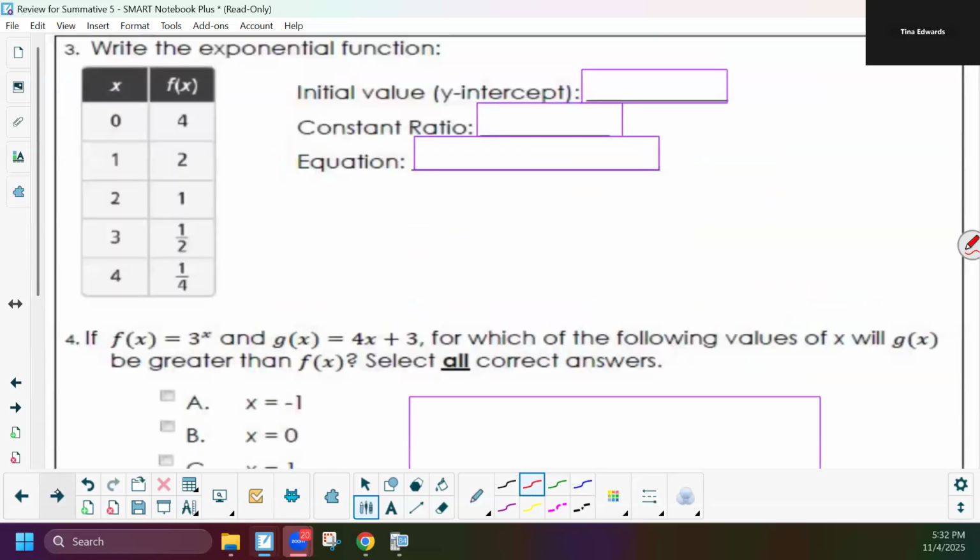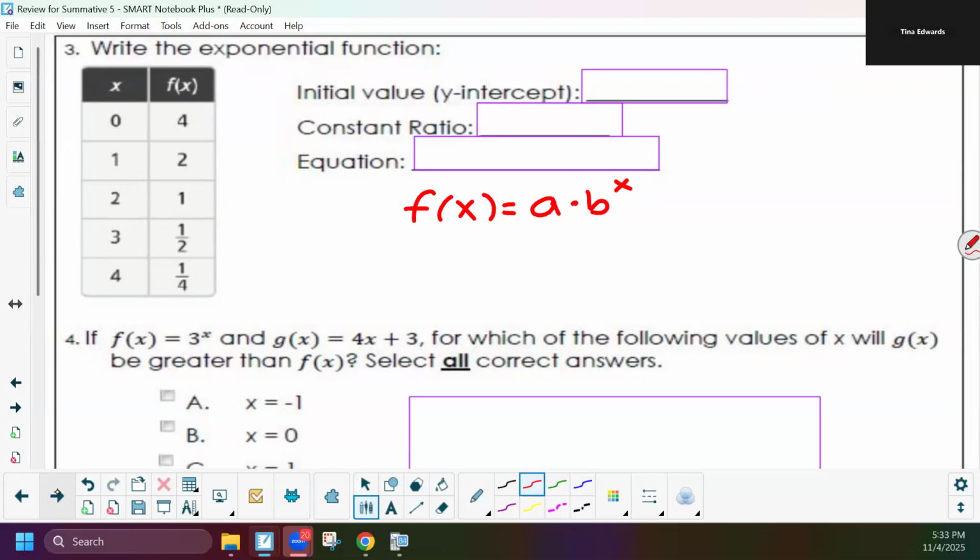Okay, here is the next one talking about exponential functions. This one you're going to use the regular exponential function. So we are looking at this equation. Okay, because it's talking about the regular function. Go ahead and pause and see if you guys can figure this one out.